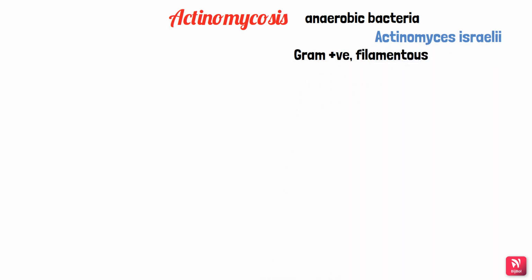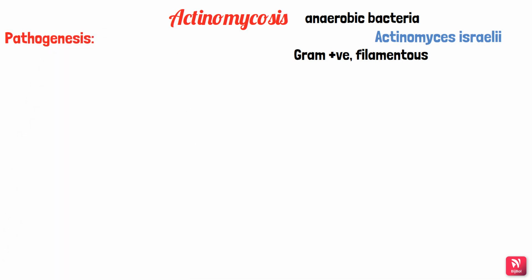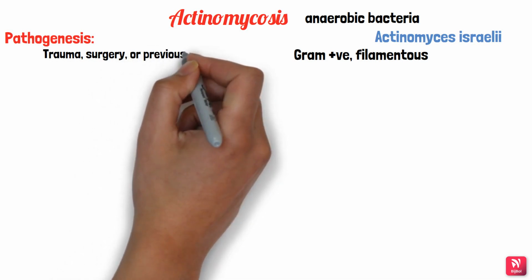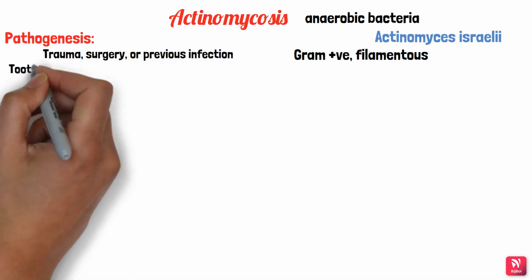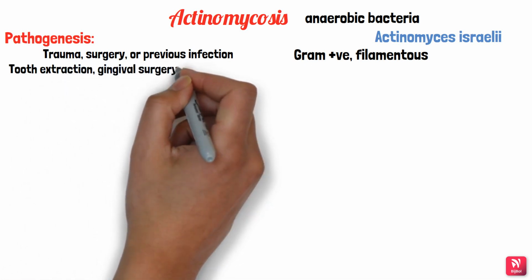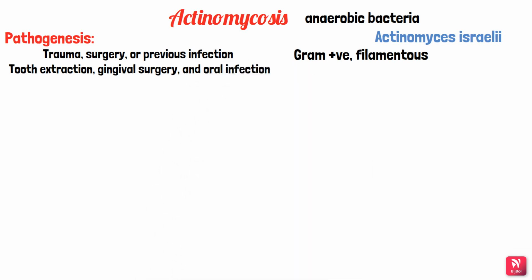Okay, and if we see pathogenesis, as I already told you, it is not a contagious disease, so it cannot be transmitted from one individual to another. So how does actinomycosis occur? It is because of any prior trauma, surgery, or any previous infection. If you take the oral cavity, any site of tooth extraction, any gingival surgery, or any oral infection causes an opening, or removes the barrier for the actinomyces to enter into the tissues.